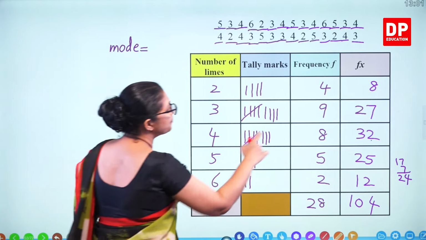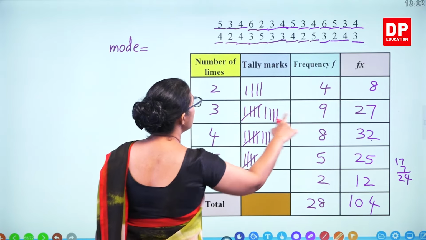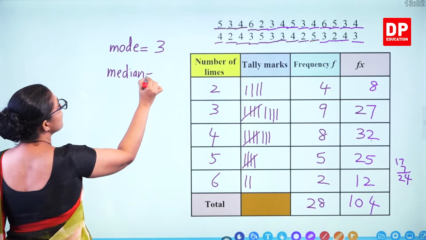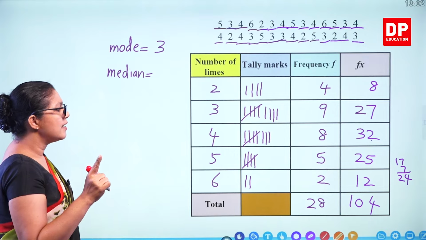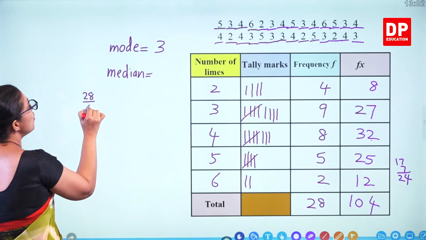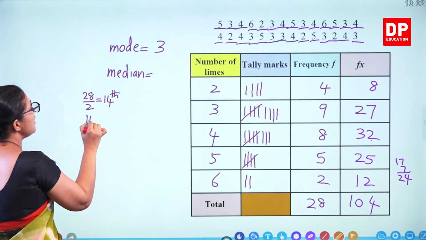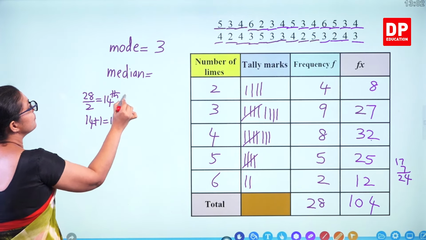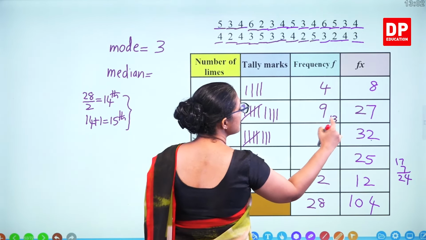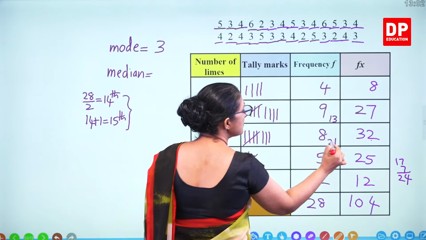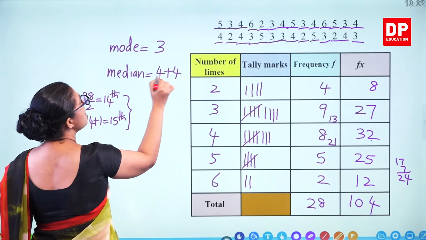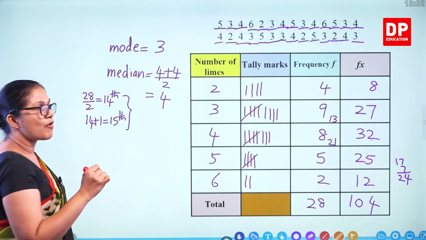First we'll find out the mode. Most frequent number. Look at the frequency column. 9 is the highest number. So mode is 3. Median. This is 28, an even number of data, so you get 2 middle numbers. 28 divided by 2, the 14th and 15th one. So 14th and 15th: 9 plus 4, 13. 13 plus 8, 21. So in between 13 and 21, that's 4. So 4 plus 4 divided by 2, you get 4. That is the median.